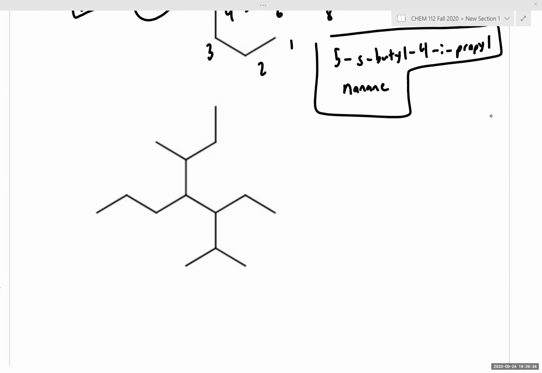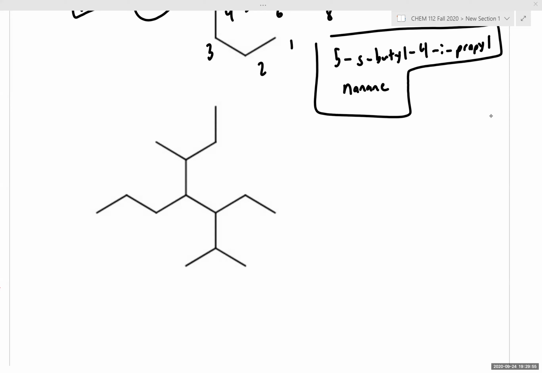So let's work on this example. I'd like to see some proposed names and some proposed carbon numbers. Don't be shy to share it in the chat or to share your responses verbally. The more responses I see, the more I can understand how the class is working through these problems.